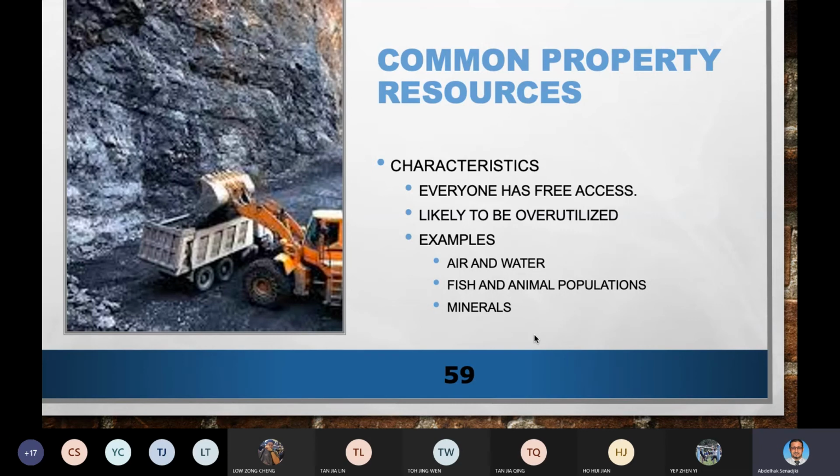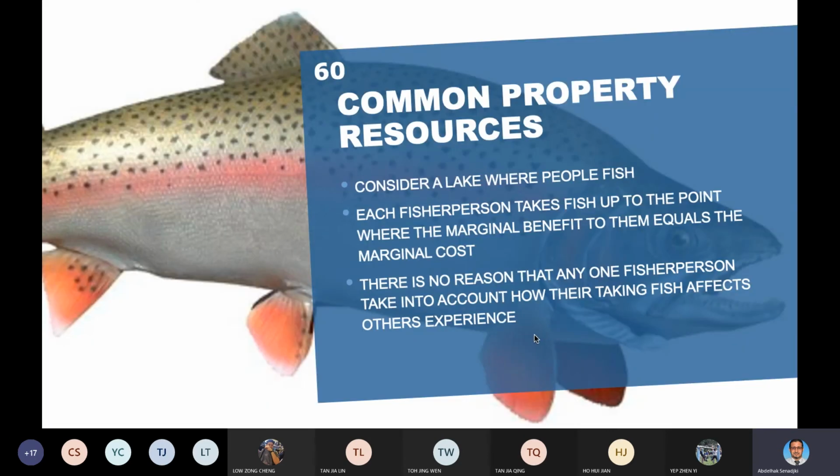We take an example. We have a lake where people fish, like this lake in Kampala. You can see people fish there, right? Now let's assume that so many people go there because no one can be excluded from using it. What happens? There will be overfishing and the number of fish will be reduced.